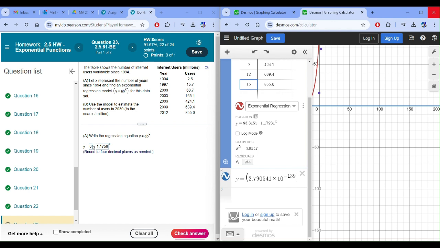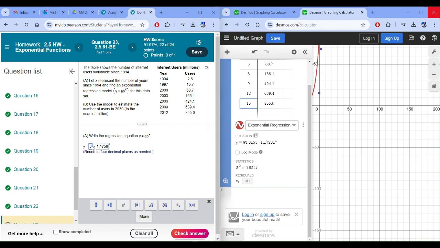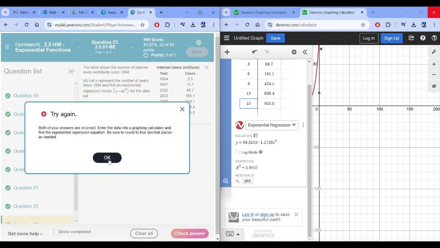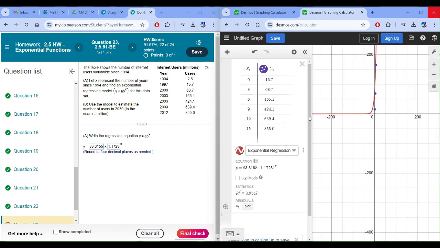And now if we look at this, this gives me new numbers of 83.3155, and this number is 1.1723. Dang! What did I miss? Exponential regression: 0, 3 years later is 97, 3 years later is 2000, 3 years later is 2003, 3 years later is that.